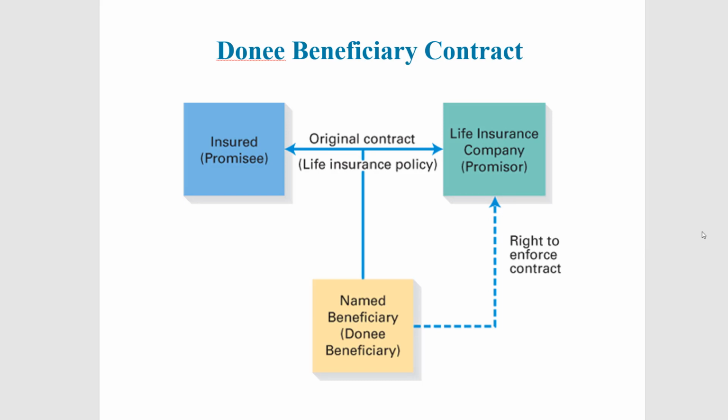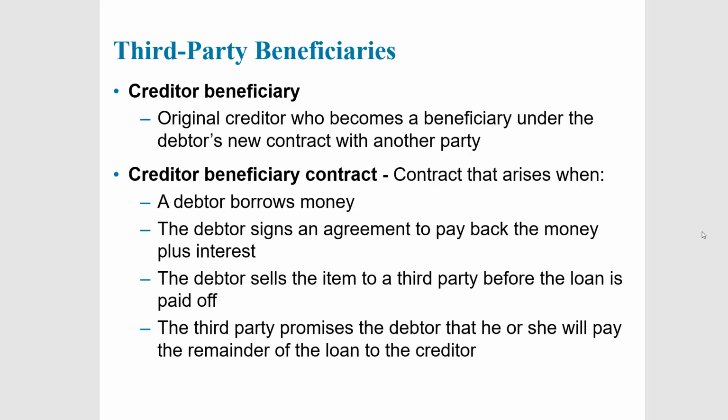A creditor beneficiary is a creditor who becomes a beneficiary under the debtor's new contract with another party. So this happens when a debtor borrows money, the debtor signs an agreement to pay back the money plus interest, the debtor sells the item to a third party before the loan is paid off, and then the third party promises the debtor that he or she will pay the remainder of the loan to the creditor.